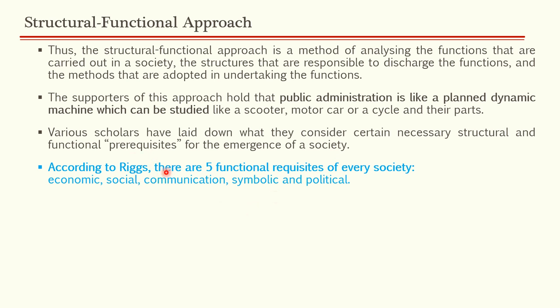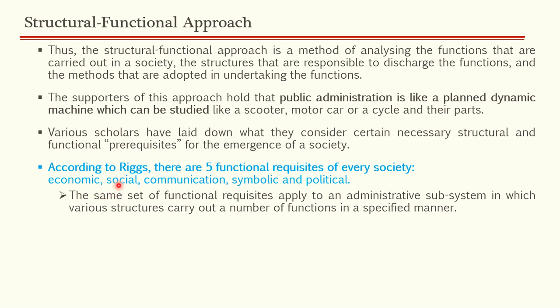But what Fred W. Riggs did, he brought this into comparative public administration, right? So Fred W. Riggs gave 5 functional requisites for every society. These 5 functional requisites are economic, social, communication, symbolic and political. And these are nothing but a kind of ecological approach. ये 5 requisite होते हैं, हर सोसाइटी में ये 5 requisite होने चाहिए, which are economic requisite होना चाहिए हर सोसाइटी में, social requisite होना चाहिए, communication होना चाहिए, symbolic and political requisite होना चाहिए. These are the 5 requisites that Riggs gave us for every society.